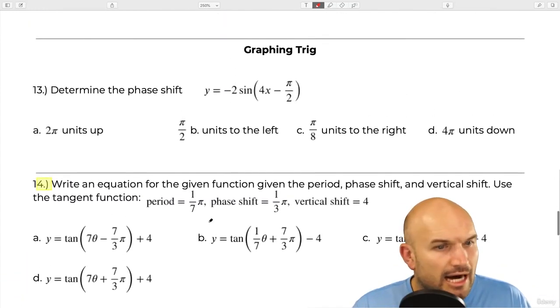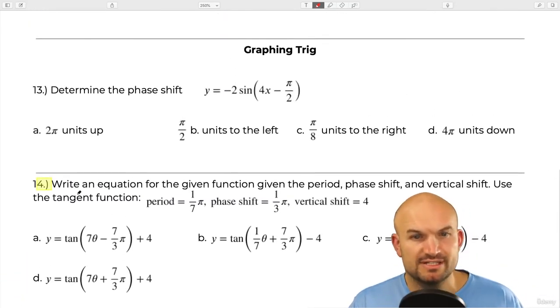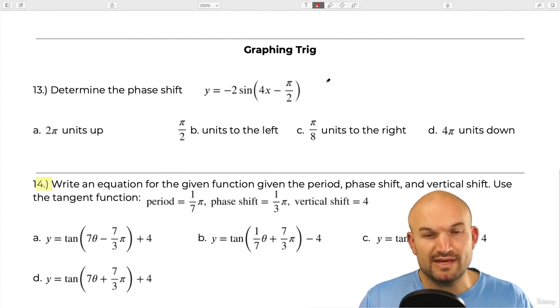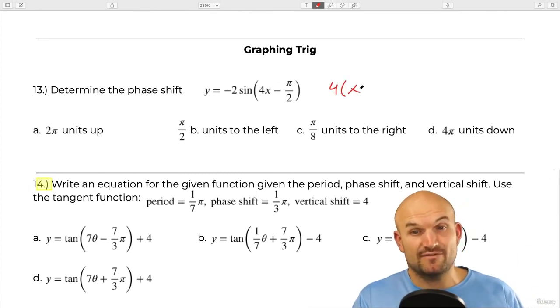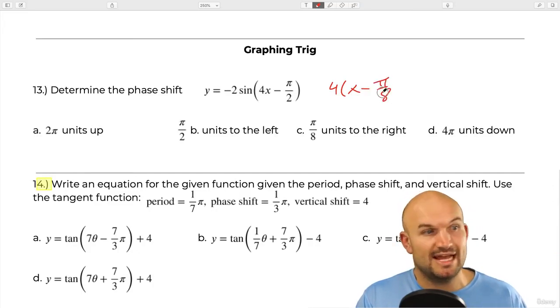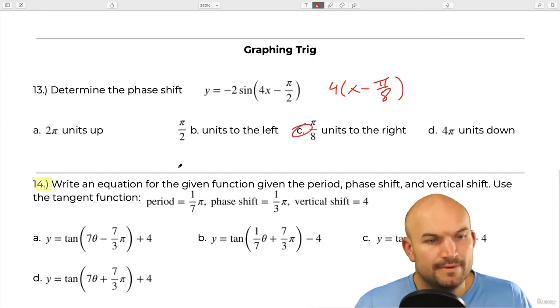Whatever. Determine the phase shift. So the phase shift is how you're moving left or right. So again, to do that, you're going to need to factor out the 4. By factoring out the 4, that's like dividing out the 4. So that's going to be negative pi over 8. So it's going to be pi over 8 to the right because it's positive.